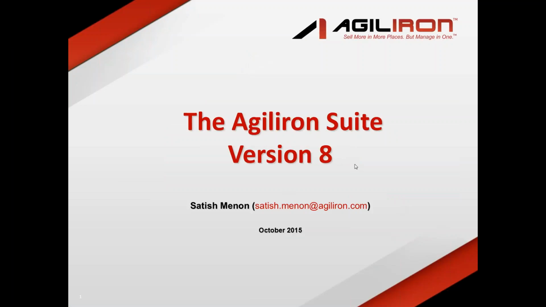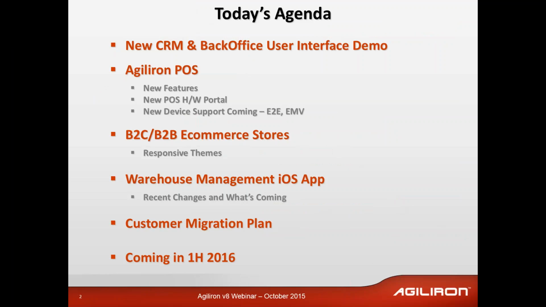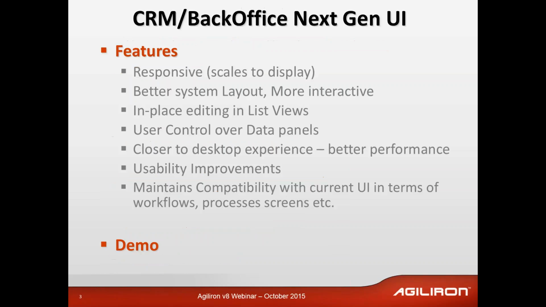Okay, thanks, Stan. So the second half of this webinar is going a little bit more into depth on some of the pieces of V8 that Stan just talked about. So we'll look at the user interface demo for the CRM and the back office. We'll walk through some of the things that's coming in the POS, what's happened near term, and then what's coming pretty soon here, including the hardware portal. We'll talk about the e-commerce stores, the new responsive themes. We'll look at some of the new stuff in the warehouse management app and the customer migration plan, followed by what's coming in the first half of 2016.